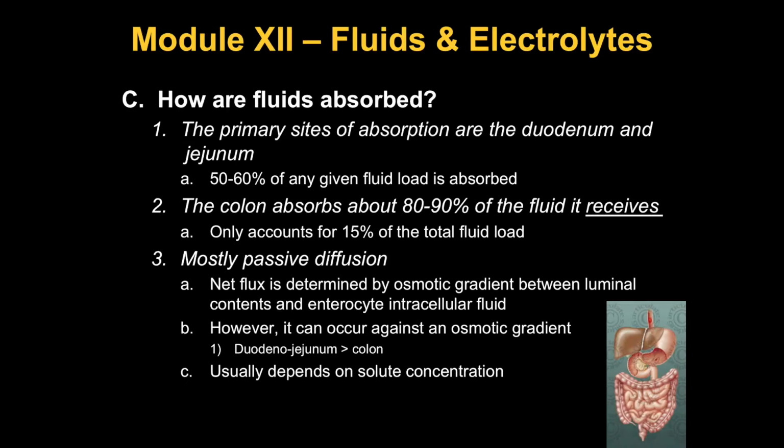But essentially, the solutes that are dissolved within the enterocyte and also in the lumen of the gastrointestinal tract, those concentrations are what's going to drive the fluid in the direction of either into the enterocyte or, in some cases, pulled out of the enterocyte and into the lumen of the gastrointestinal tract. So there is an osmotic gradient there. You could also have osmosis go against the osmotic gradient. And this happens more so in the small intestine than in the colon, but that can happen as well. So this is all dependent upon the solute concentration.